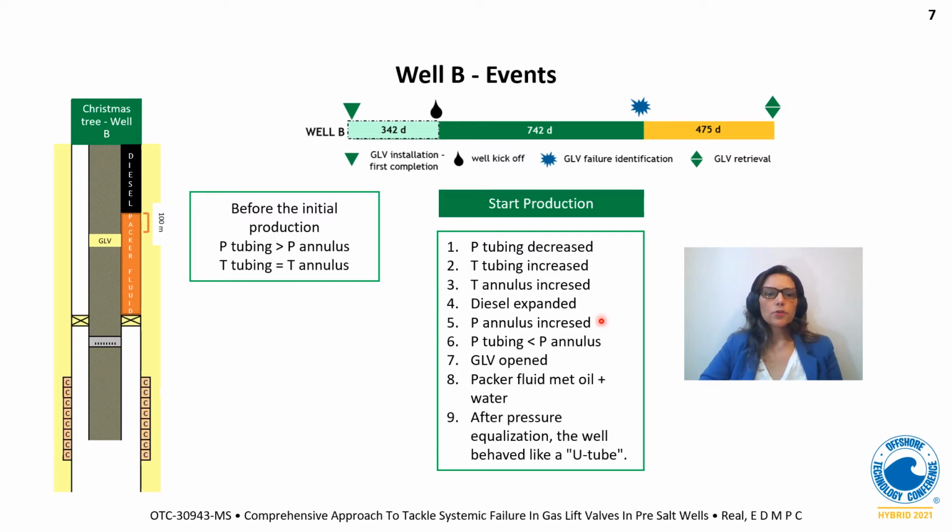When the annulus pressure became greater than the pressure inside the tubing at the depth of the valve, the gas lift valve opened and the packed fluid met oil plus water. After pressure equalization, the well behaved like a U-tube.